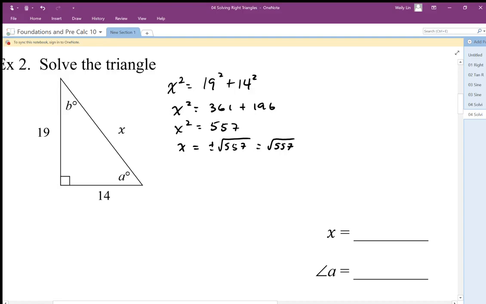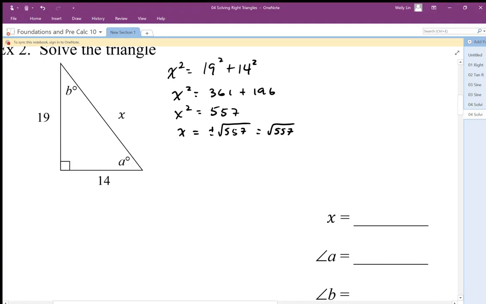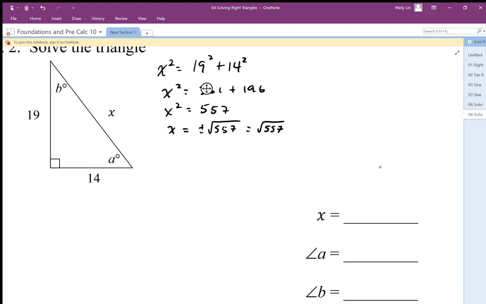Okay, so if we actually work that out as a decimal, and again I want you to get in the habit of using the exact values, that's approximately 23.6. Okay, so leave that. I'm going to leave that exact value. Again, I encourage you to keep it as an exact value. So length is going to be square root 557.